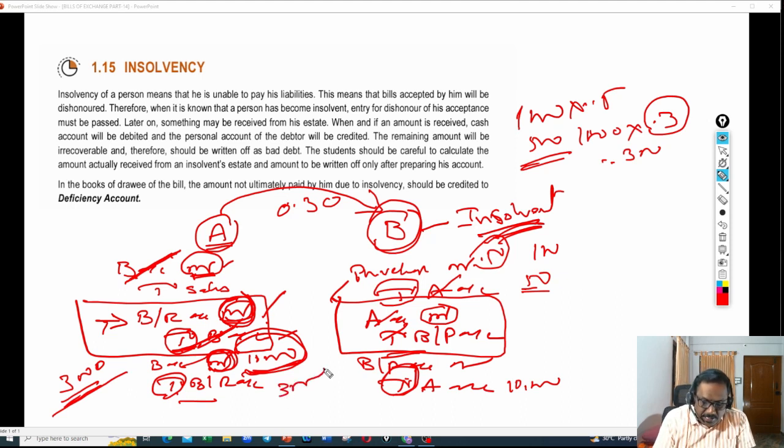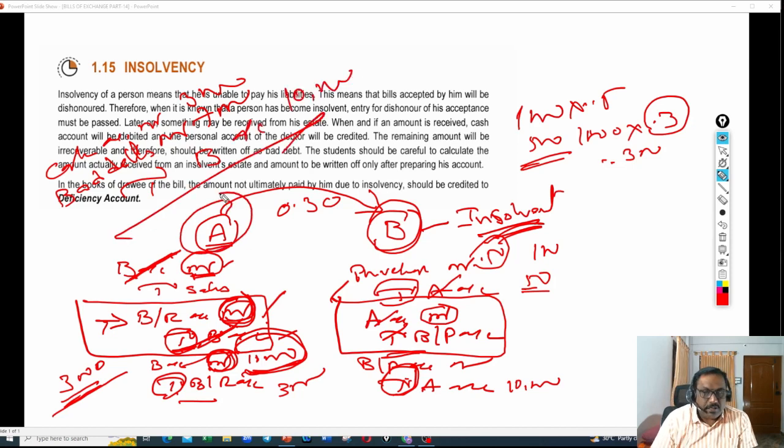So what will A do? He receives cash, so cash account debit 3,000. The remaining 7,000 he will not get, so that he will transfer to bad debts account, 7,000, and to B account 10,000. This is the entry A has to write.